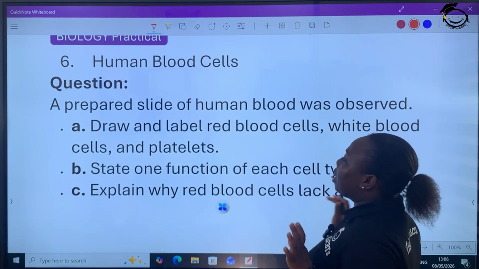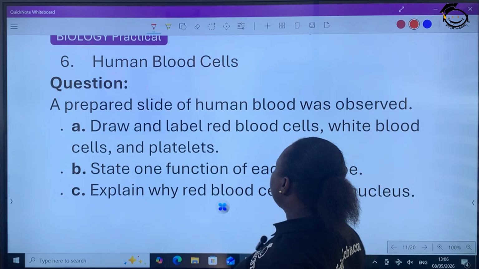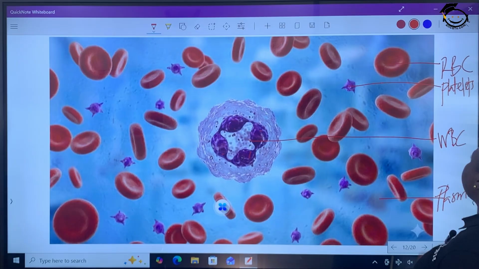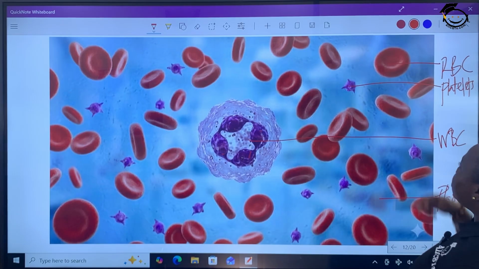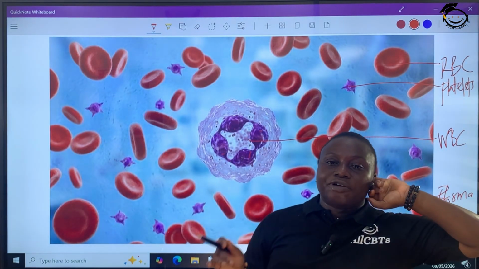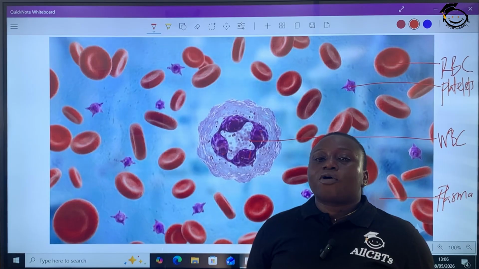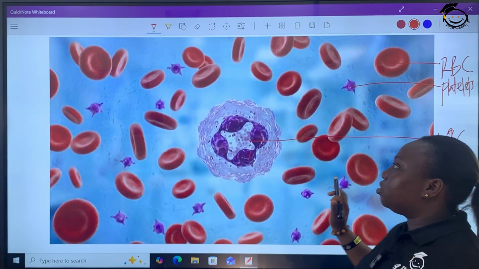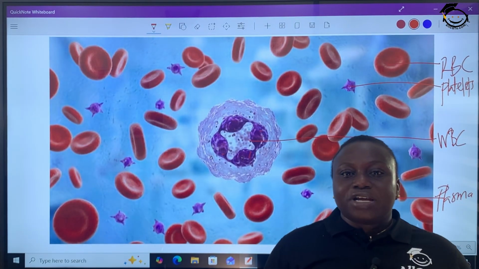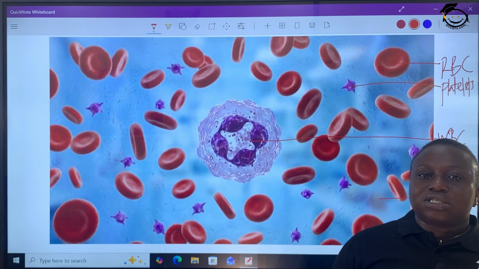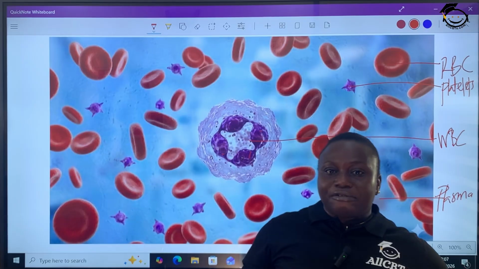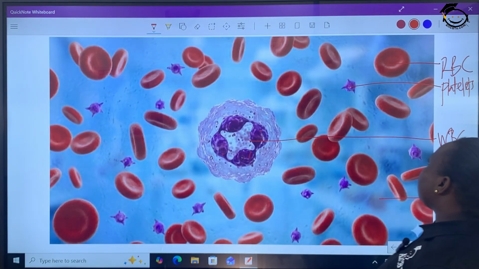So now we have drawn and we have labeled it. State one function of each cell type. Now we want to name each function of the red blood cells, the white blood cells, and the platelets. Now the red blood cells, their main function is to carry oxygen. Why? Because they contain this hemoglobin, which is the red pigment that is found in these red blood cells. Now these pigments, they react with oxygen. Now these red blood cells are responsible for carrying oxygen throughout the body.